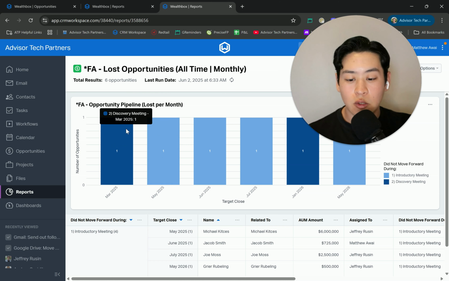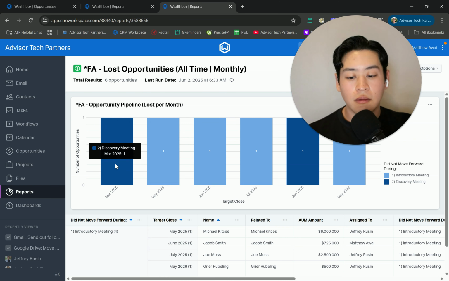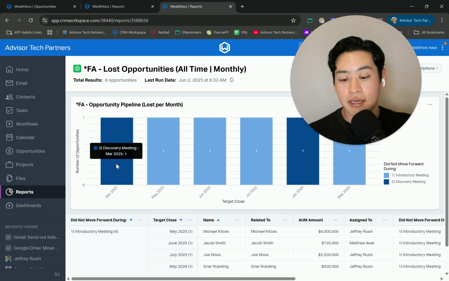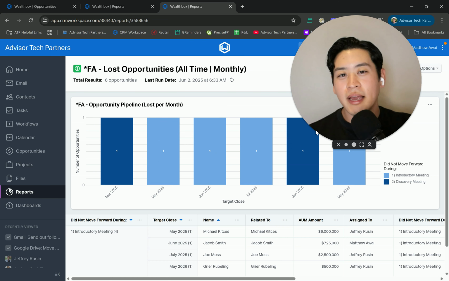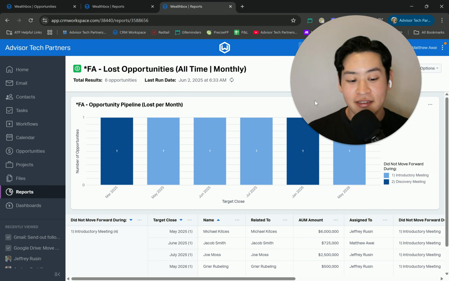So we can get a better idea as to how many people in this specific month did not move forward during, let's say, an intro meeting, a discovery meeting. And we have the information here. Again, you may have a lot more volume at your firm once you start tracking this data, but this is just a baseline. I wanted to show you what it actually looks like.